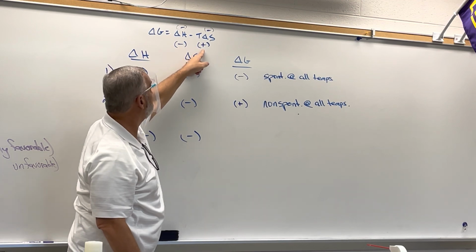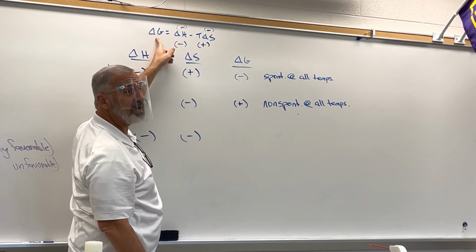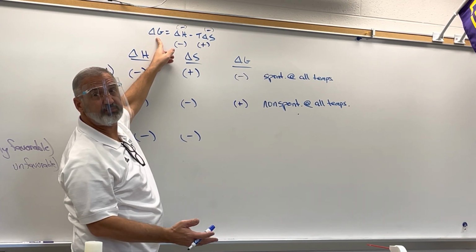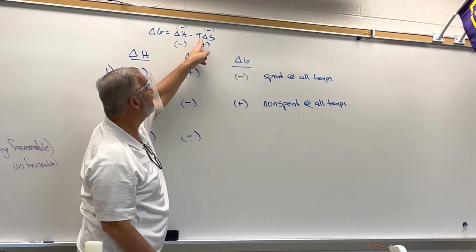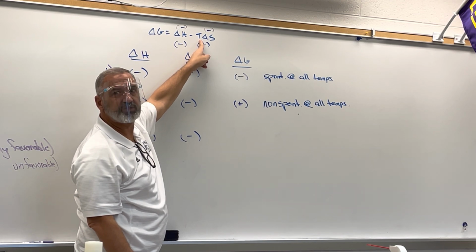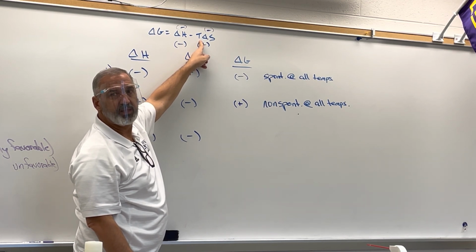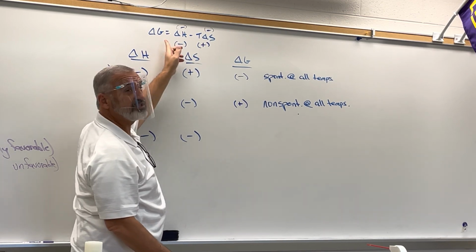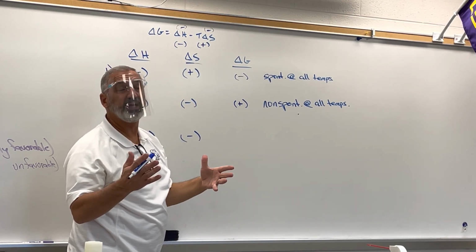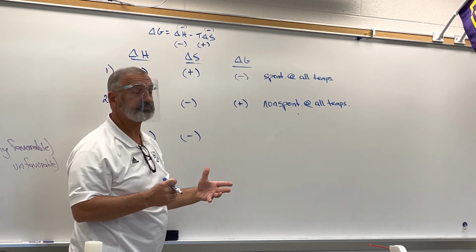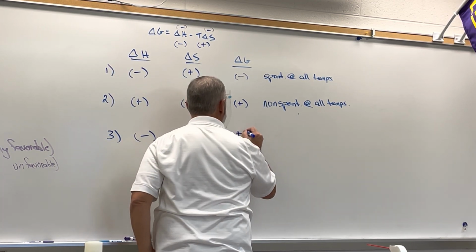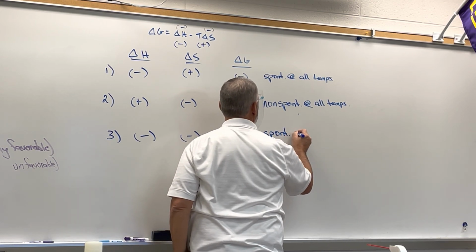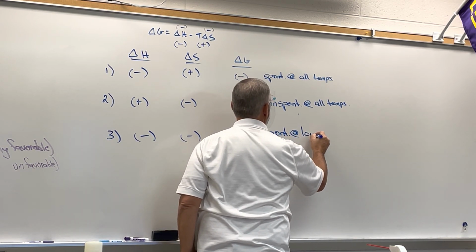And so when that term gets bigger than this term, what happens to the sign of delta G? Positive. The reaction becomes non-spontaneous. So this one is only going to be spontaneous at low temperatures. At high temperatures, this term gets bigger than that term, the reaction stops, and it starts going the other way. So this can be positive or negative, and it's spontaneous at low temperatures.